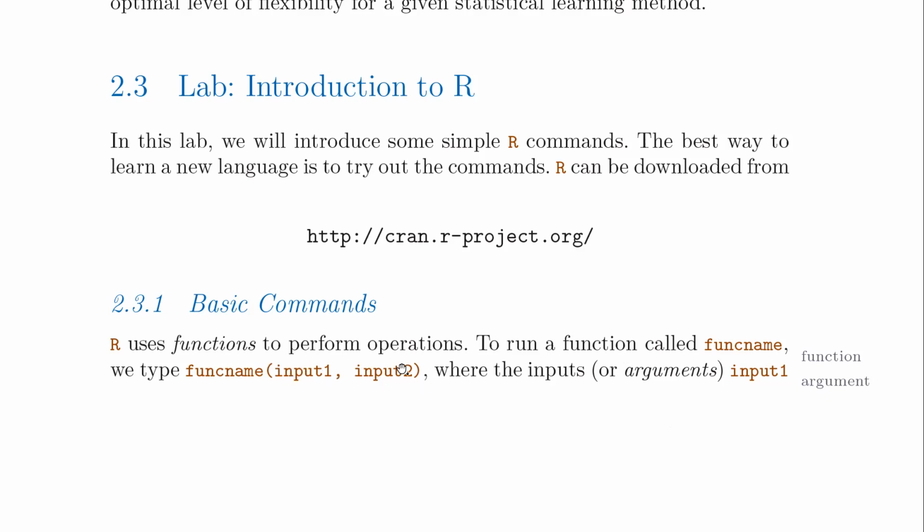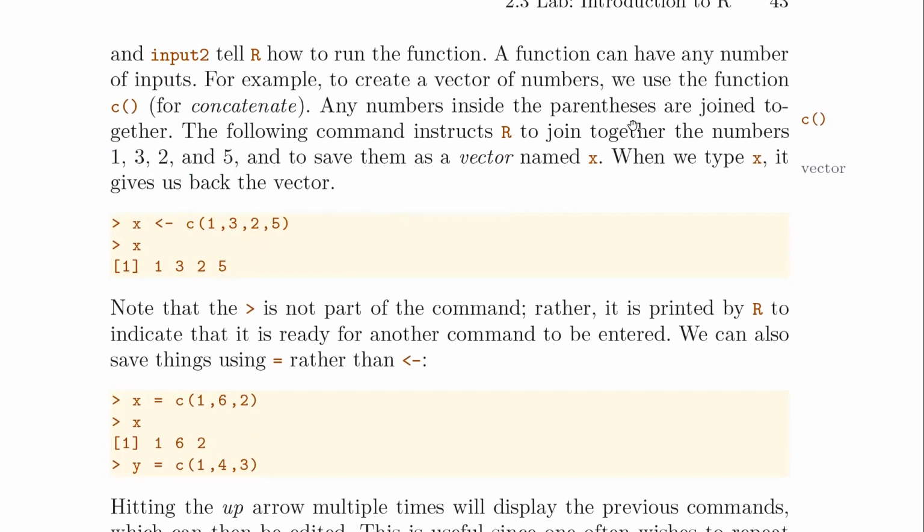I think we're just taking two as an illustration, where the inputs or arguments, input 1 and input 2, tell R how to run the function. It's what the function is meant to evaluate, if you will. A function can have any number of inputs.